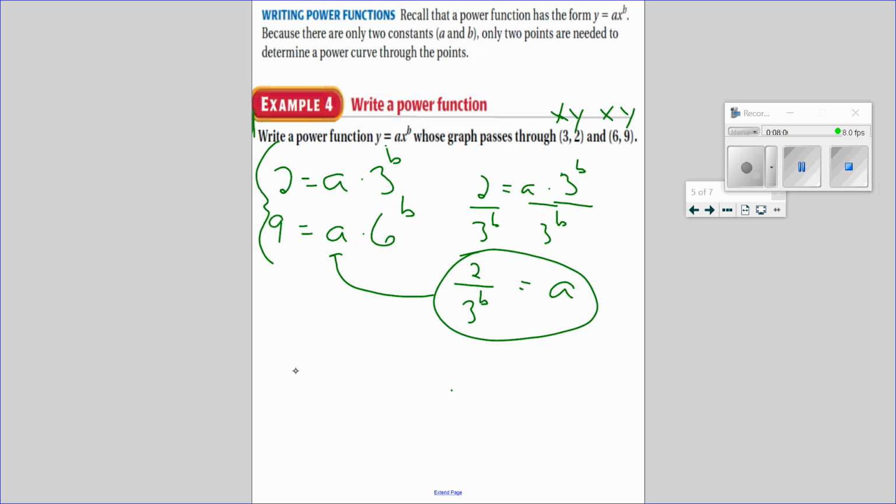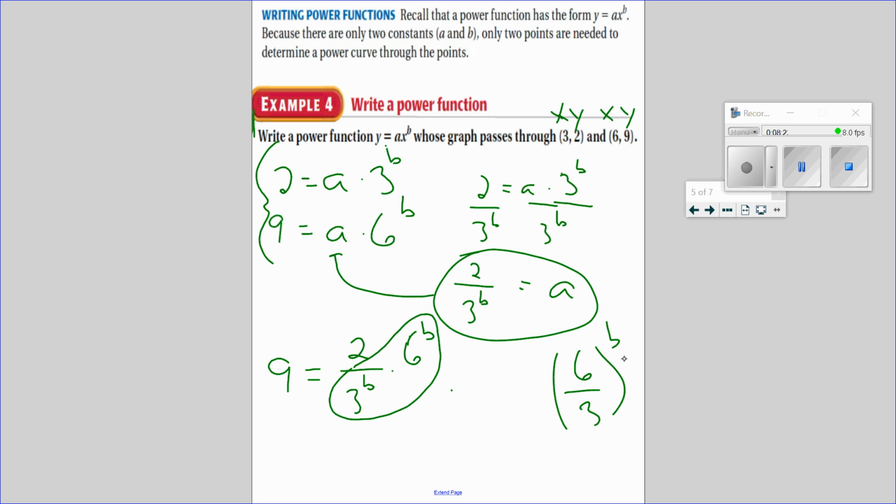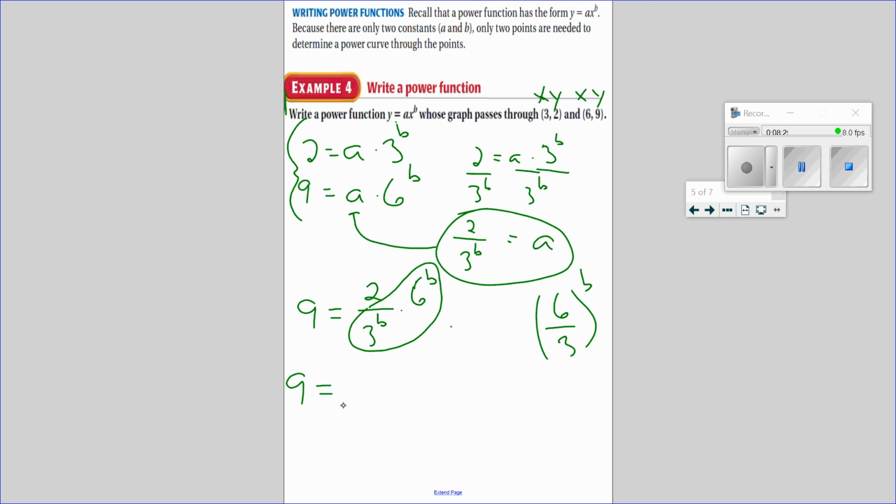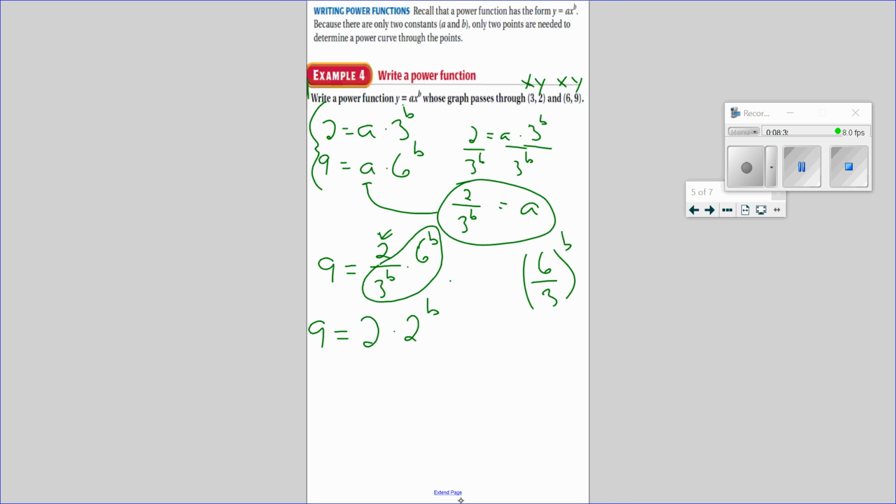My second equation will be 9 equals 2 over 3 to the b times 6 to the b. And I'm really going to focus on what I'm seeing here. If I have 6 to the b divided by 3 to the b, it's really just 6 over 3 to the b power. So it's 2 to the b power. So what I've got here is 9 equals this 2, which was coming from right here, and then times 2 to the b. And to solve this out, we'll divide both sides by 2, this 2 here. 9 divided by 2 is 4.5. So 4.5 equals 2 to the b.